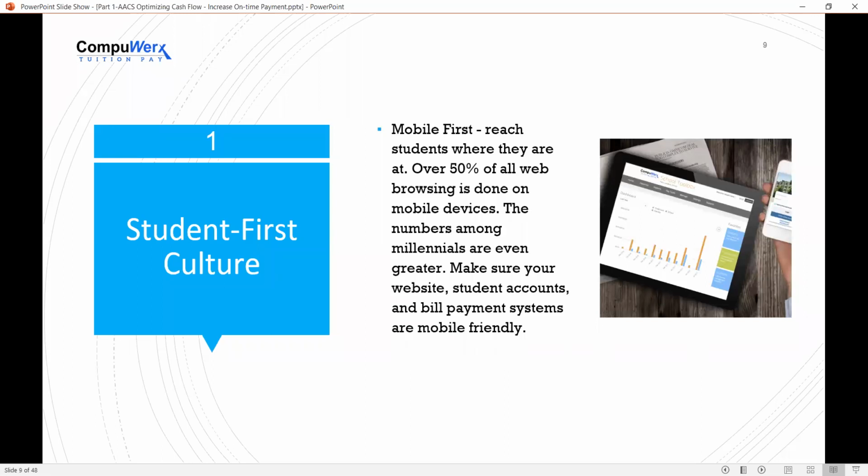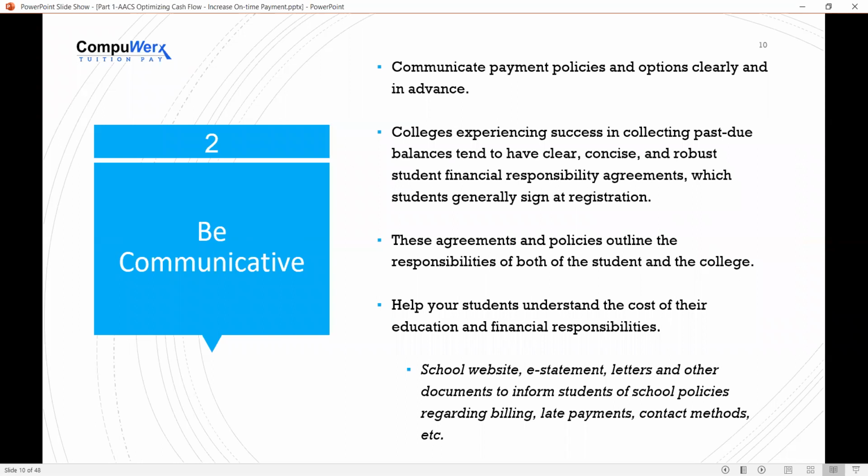Mobile first. Meet your students where they are. Currently, over 50% of all web browsing is done through mobile devices, and for millennials, that is even greater. So make sure that your websites, your student account information, and your billing and payment system are mobile friendly, so your students can pay at their fingertips. Two, be communicative.